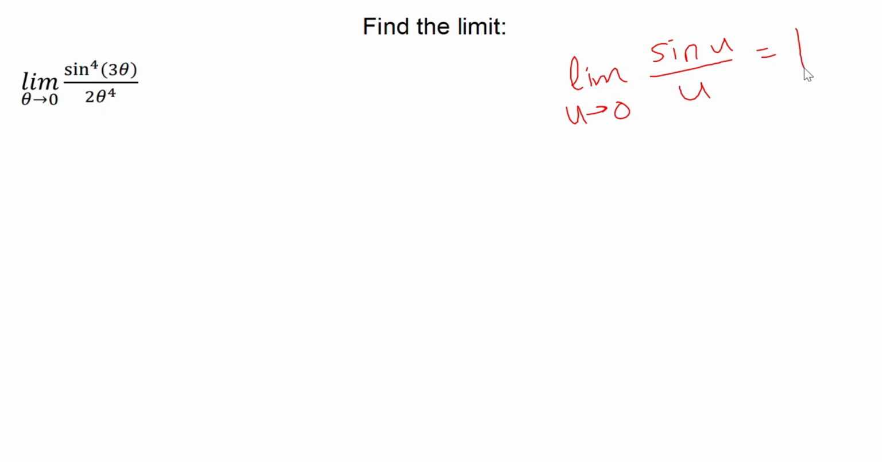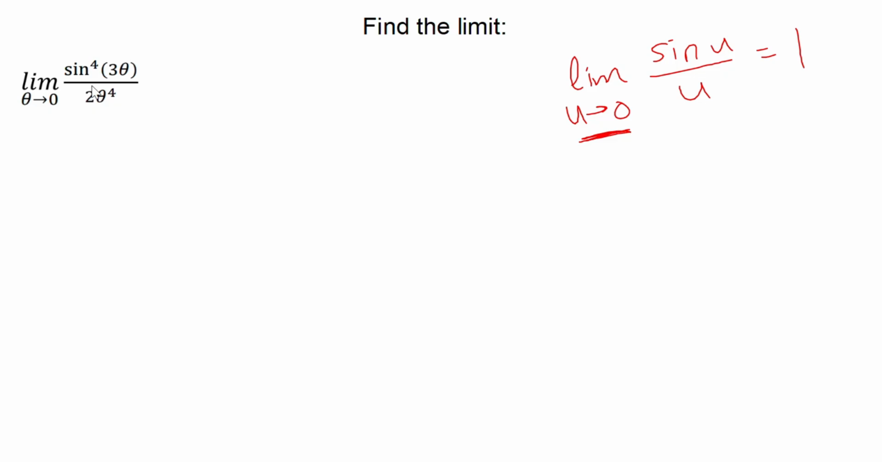Here u can be any function, as long as whatever variable is approaching 0 makes that function still approach 0. So that's what we're going to do with this limit. The limit as theta approaches 0 of sine to the fourth of 3 theta over 2 theta to the fourth.